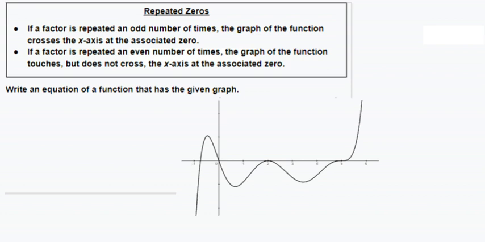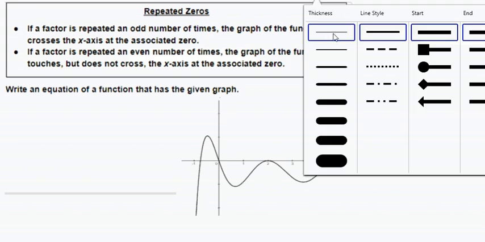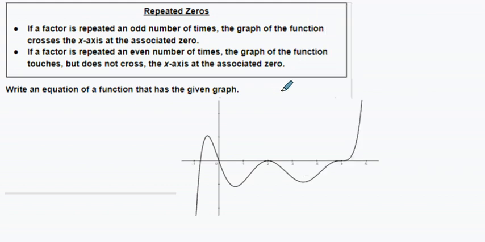Okay, last video on this topic here, at least for the time being. We're going to talk about repeated zeros, which is another way of saying a double root. If you remember what a double root looked like with a quadratic, it's when you had a quadratic that basically came down and just sort of touched on the x-axis and then went back up. And this could be like the equation x minus 2 squared.